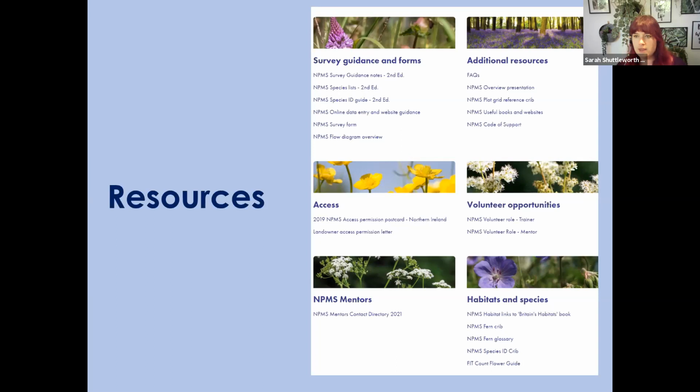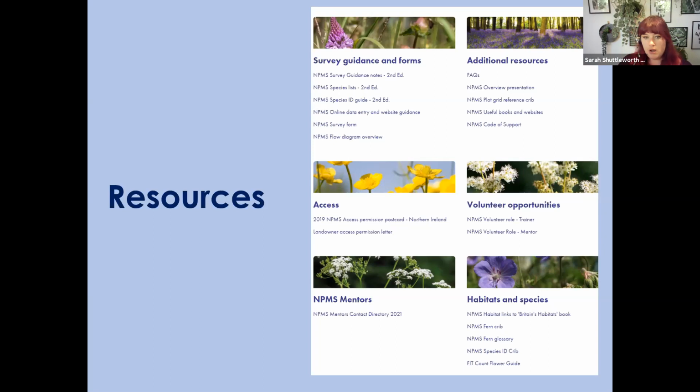You'll see that the 1 kilometer map has got all of these numbers all the way across it, and you want to be able to find those specific numbers on the ground to see if that's a suitable place to have your plot. And this grid reference crib sheet will actually help you find out what that 10 figure grid reference should be for that number. And then you can use a grid reference app on your phone to locate it on the ground. We've also got a link for useful books and websites.